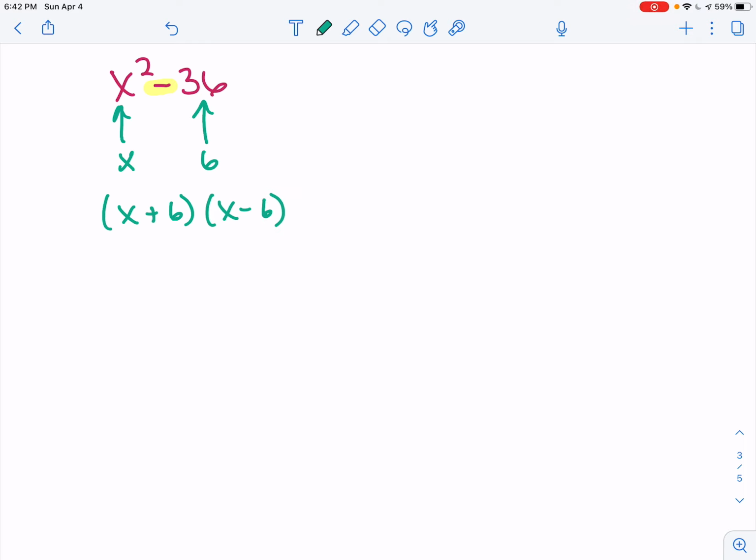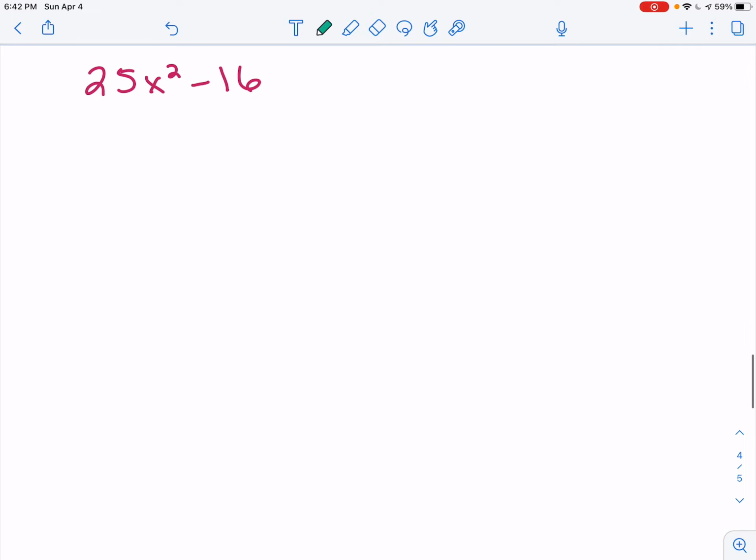You don't have to create a generic rectangle. You don't have to do a diamond problem. If you recognize that it's a difference, meaning there's subtraction, and your first value is a perfect square and your last value is a perfect square, you take the square root of each, and then one is an addition and one is a subtraction inside that binomial. Let's look at another example of one of those.